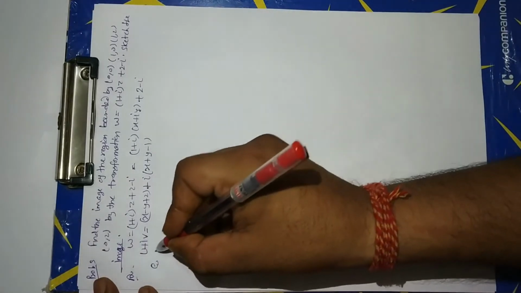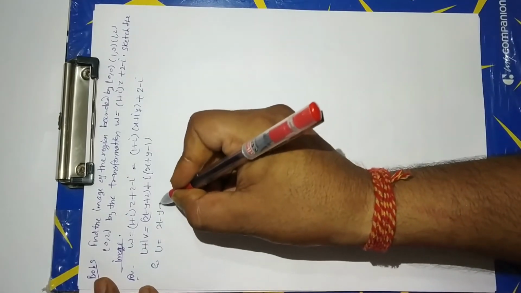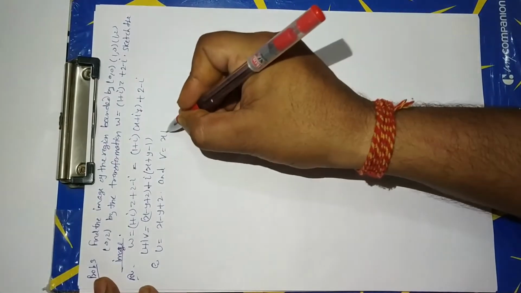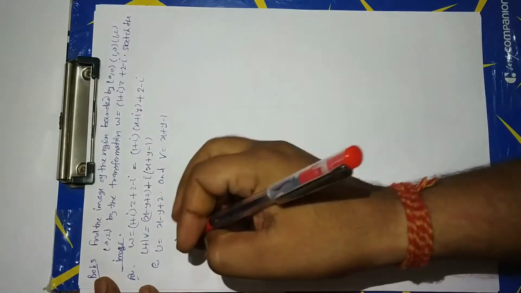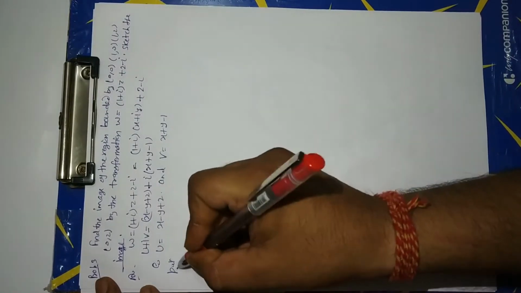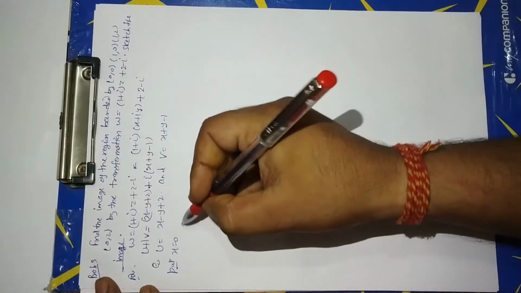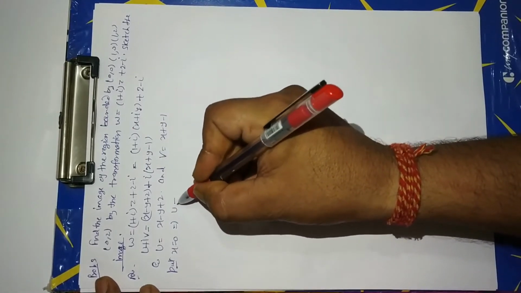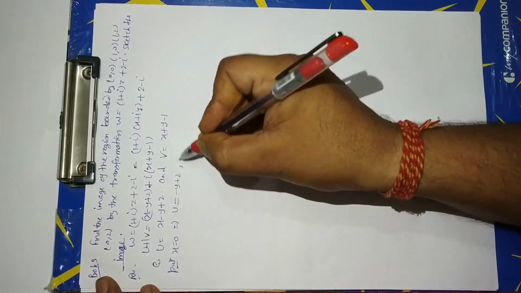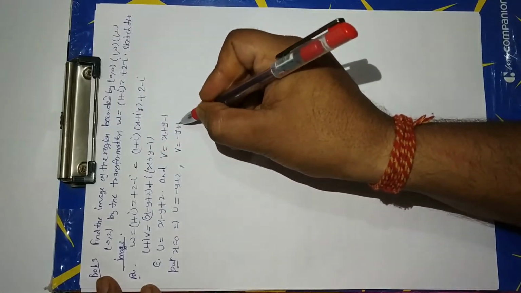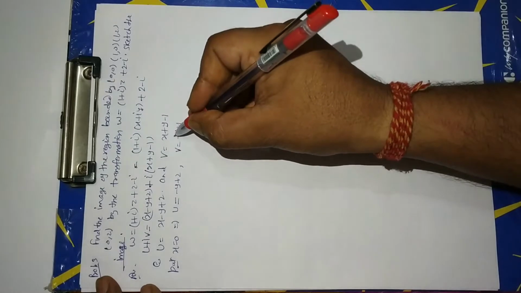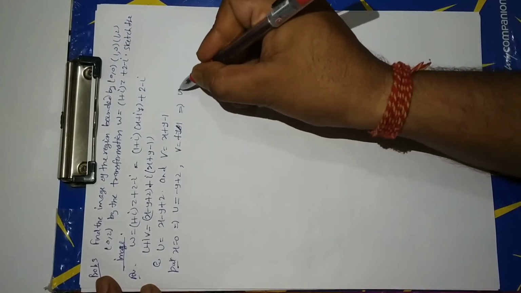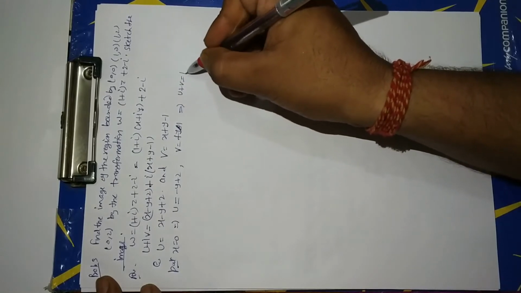Now comparing, u is equal to x - y + 2 and v is equal to x + y - 1. Now put x is equal to 0. Then we get u equal to -y + 2, v equal to y - 1. Sorry, plus y - 1. That is u + v is equal to 1.